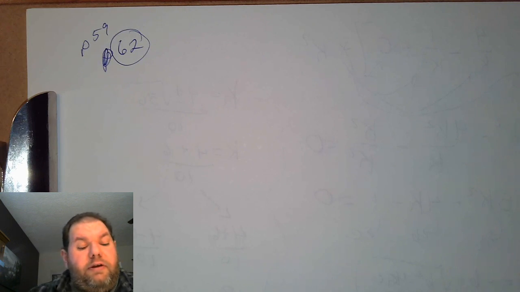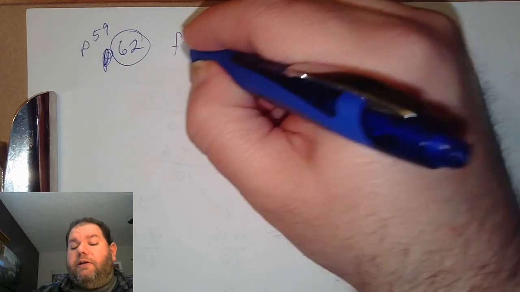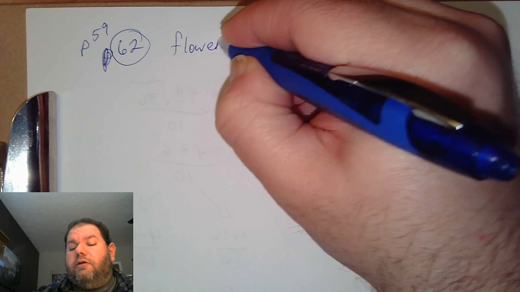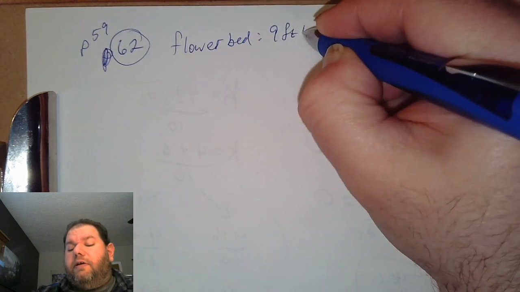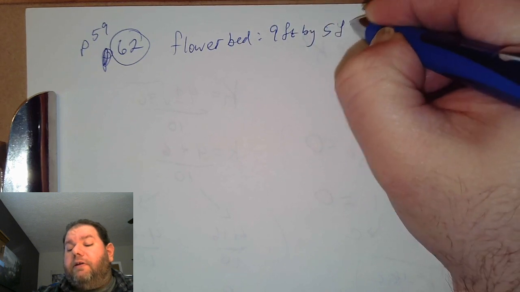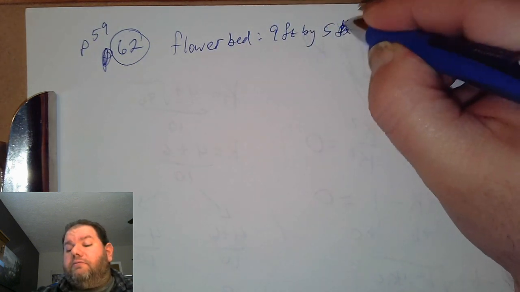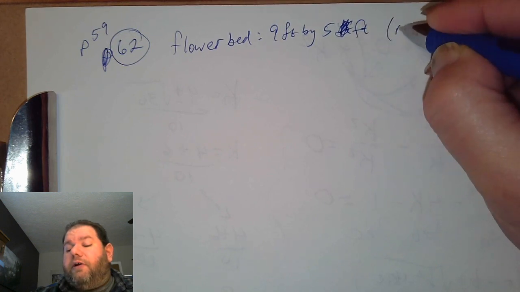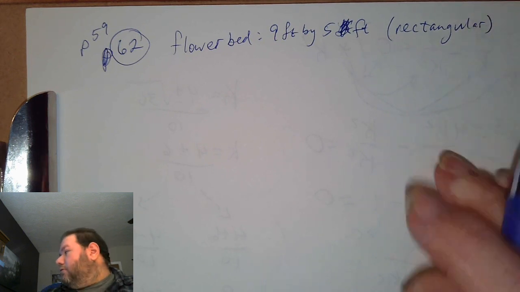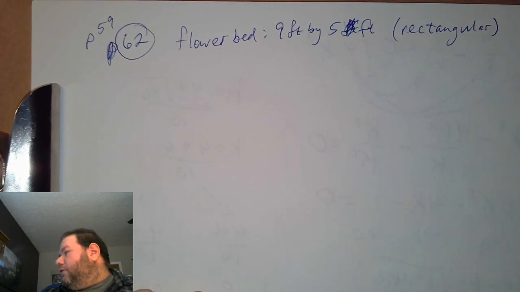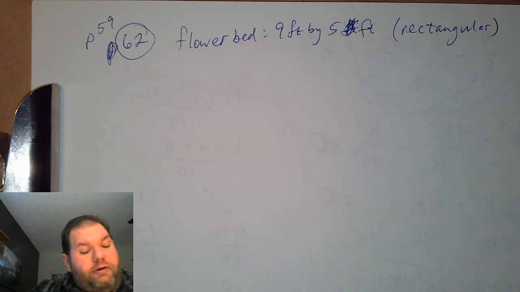Alright, let's figure this out. Landscape architect has included a rectangular flower bed measuring 9 feet by 5 feet. So we have a flower bed that is 9 feet by 5 feet. And it is rectangular. Right. What else do we have here?